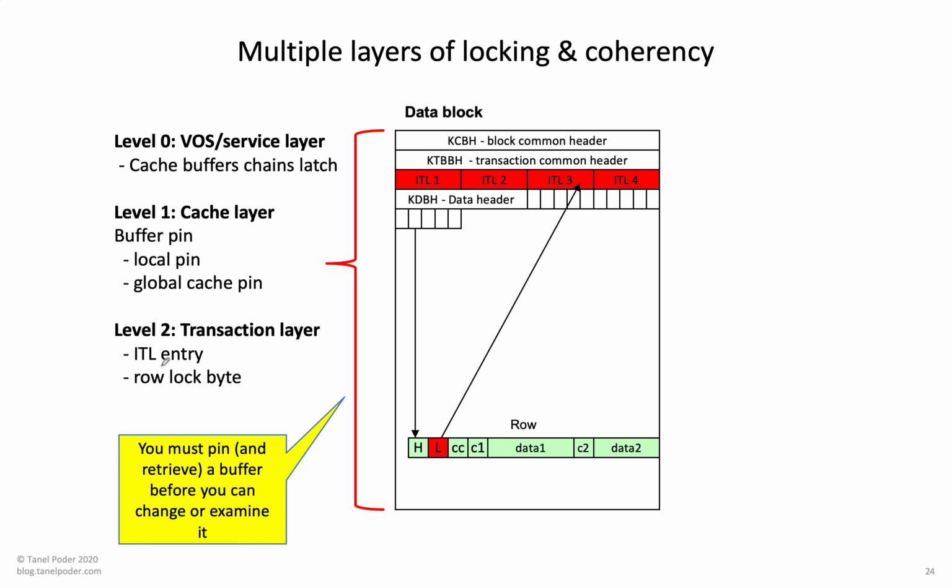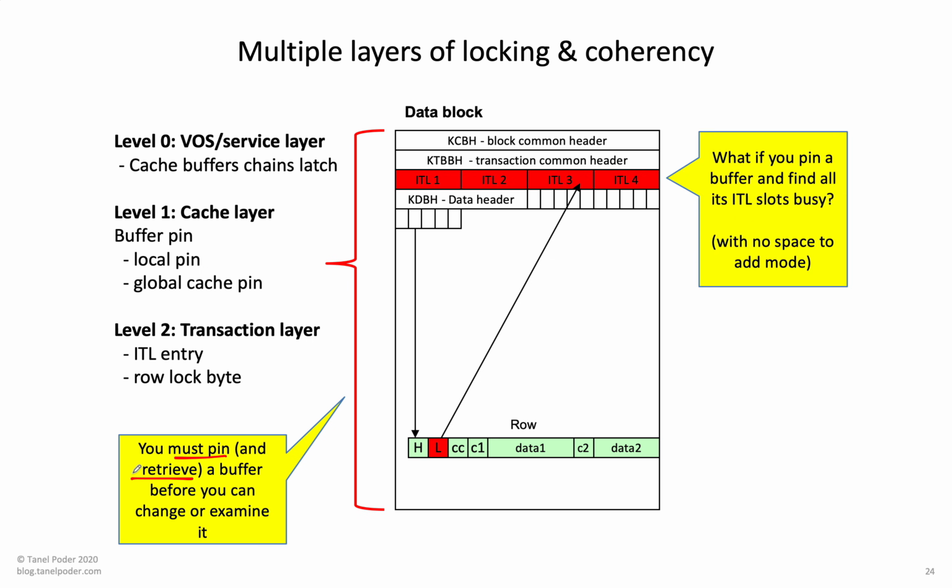So you must pin and maybe retrieve the buffer from the remote RAC node before you can change it, or even examine it, or use it or read it. So what if you pin a buffer? You manage to get all the way to here. Now you're done, you've pinned the buffer. And now you finally can look inside the contents. If you haven't pinned, you cannot look inside it, because maybe somebody else owns it and is modifying it, right?